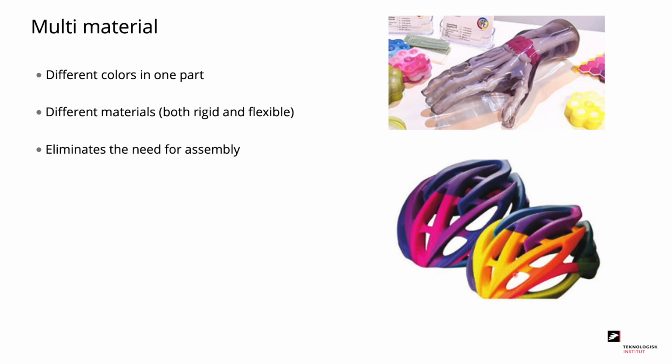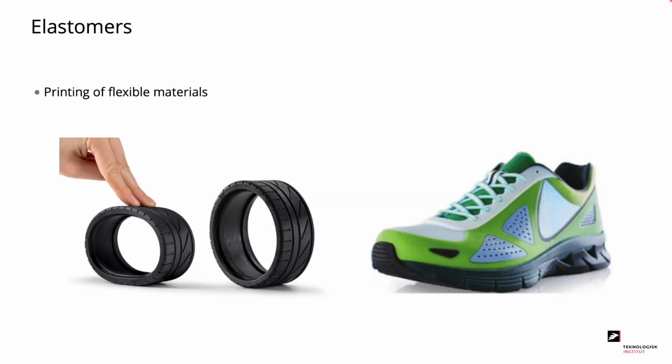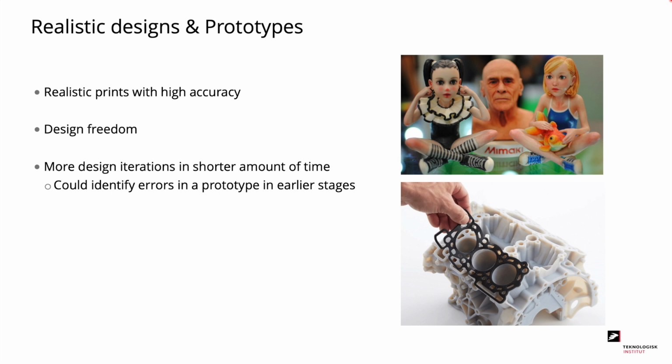As already mentioned, we can have different colors in one part, we can have different materials, for example rigid and flexible, and we can eliminate the need for assembly. Another possibility is to print elastomers, which are flexible rubber-like materials. So as we see in the picture below, you could for example print a prototype of a shoe with realistic material properties. This leads us to another possibility, which is realistic designs and prototypes.